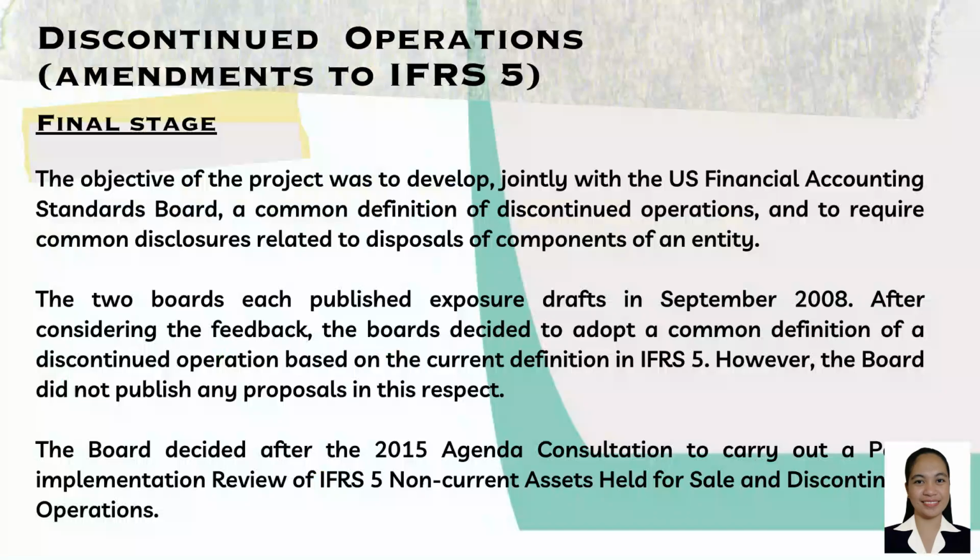Then another amendment to IFRS 5 is the discontinued operations. So the final stage, the objective of the project was to develop jointly with the US Financial Accounting Standards Board a common definition of discontinued operations and to require common disclosures related to disposals of components of an entity. So the two boards each published exposure drafts in September 2008. After considering the feedback, the boards decided to adopt a common definition of a discontinued operation based on the current definition in IFRS 5. However, the board did not publish any proposals in this respect.